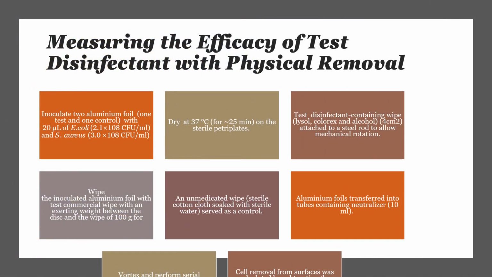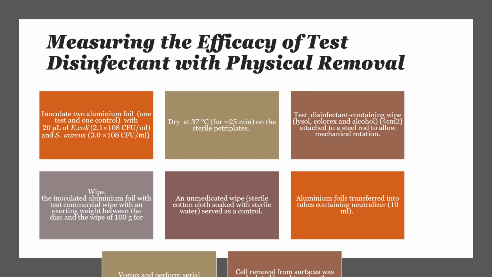For measuring the efficacy of the test disinfectant with physical removal, two aluminum foils were inoculated with 20 microliters of the bacterial sample. One is the test and one is the control. They both were dried at 37 degrees centigrade for 25 minutes. After drying, the disinfectant wipe is applied on the test aluminum foil and the control wipe is applied on the control aluminum foil. After wiping for 10 seconds, the aluminum foils are transferred into a tube containing 10 ml of the neutralizing broth.